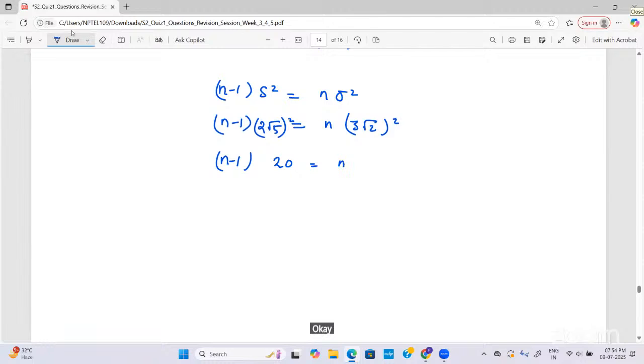Okay, equal to 80. It will be 80, yes, ma'am. Solve it. Find the value. 10.